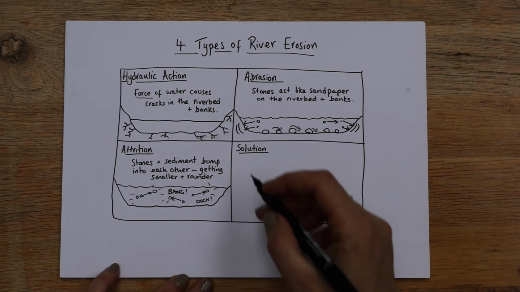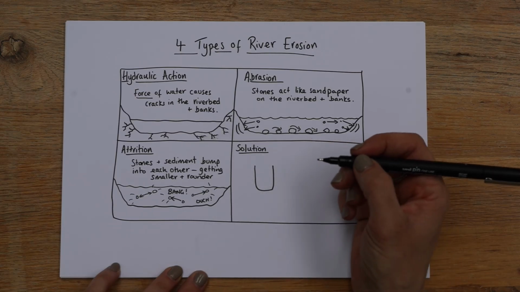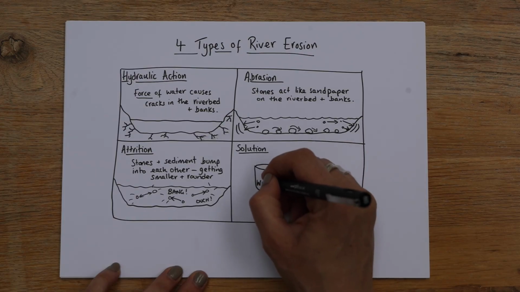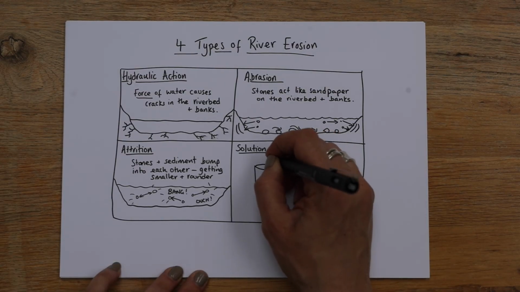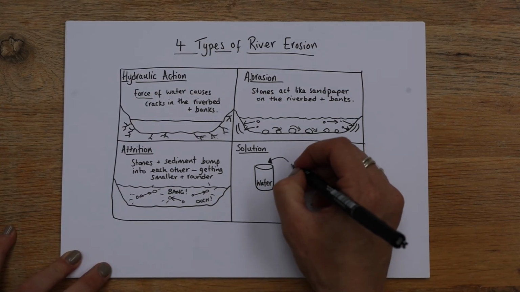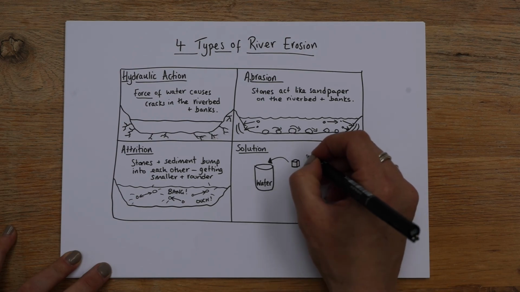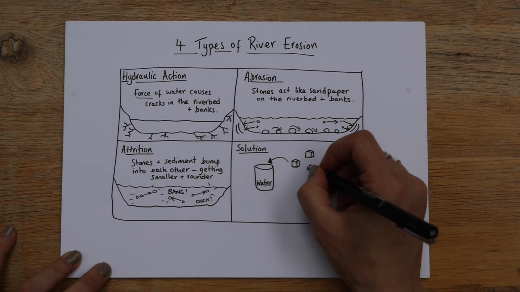Right, the last one, I'm not actually going to draw a river. I'm going to draw a glass, kind of like this. And you could write water. This is happening in rivers, but we're going to show you what happens with sugar and water. Solution is where the water naturally dissolves minerals that are in the rock. The only way I can ever really explain this to my students in a way that makes sense is to draw it.